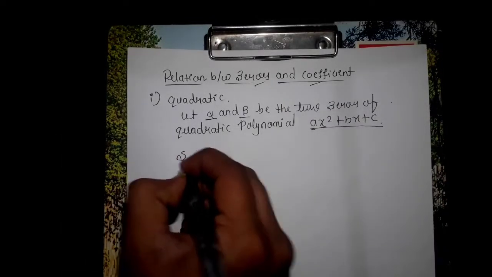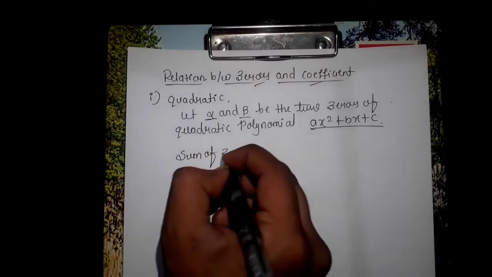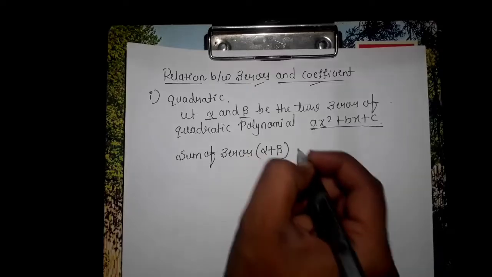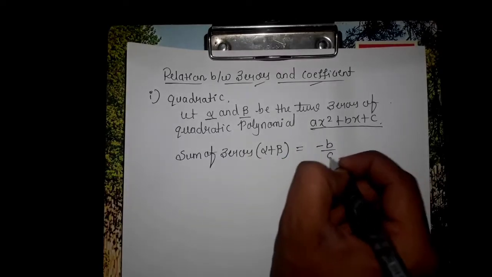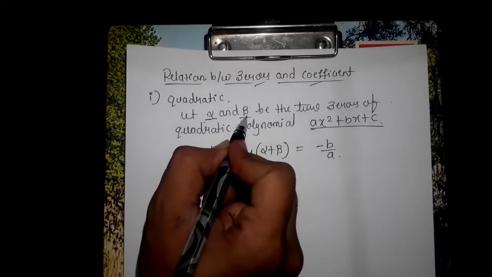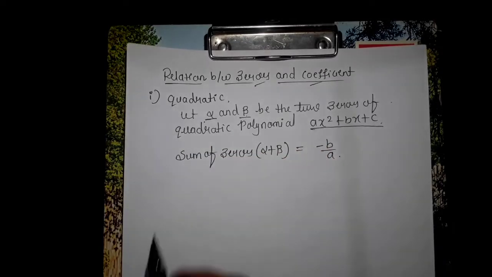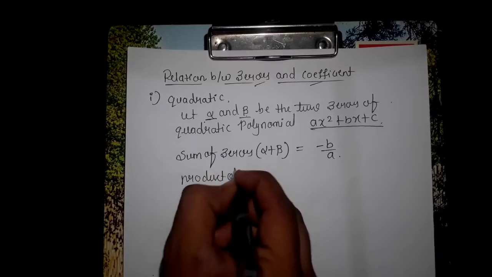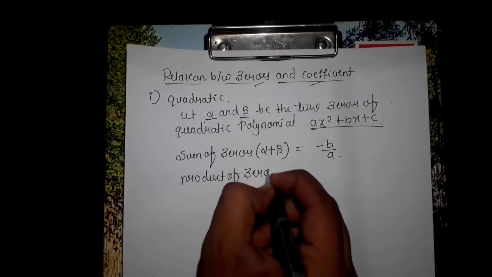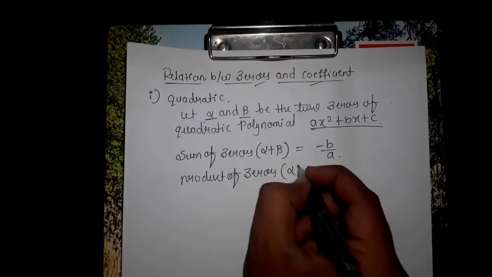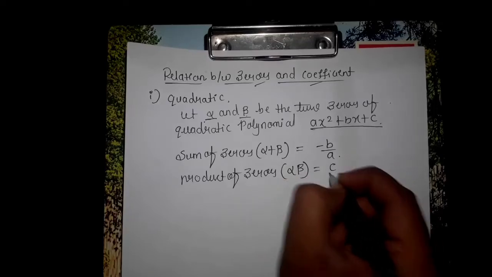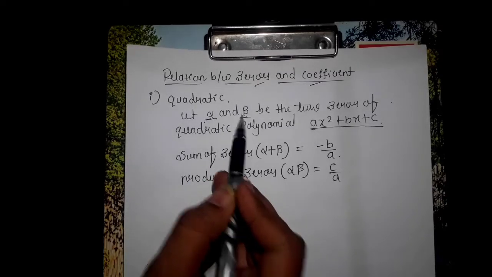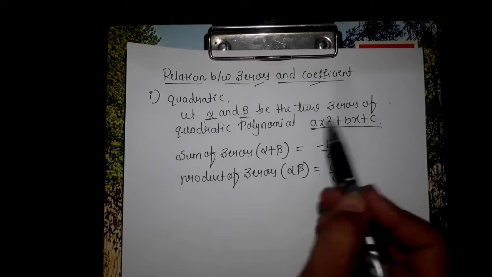That is defined as sum of zeros, that is alpha plus beta, is equal to minus b by a. Alpha plus beta is equal to minus b divided by a. Next, product of zeros, that is alpha into beta is equal to c by a. Product of zeros, alpha into beta, that is equal to c divided by a.